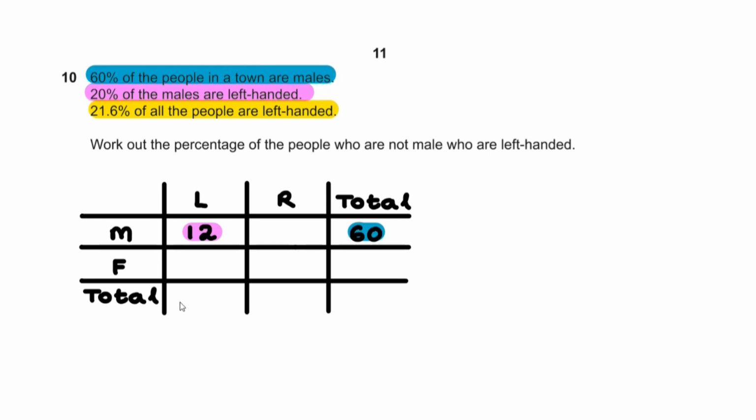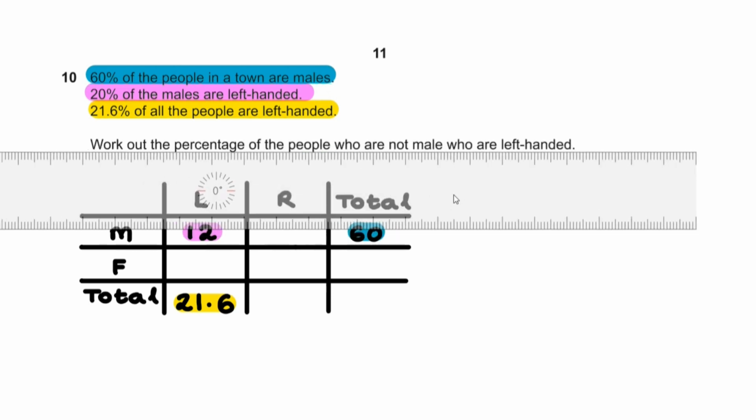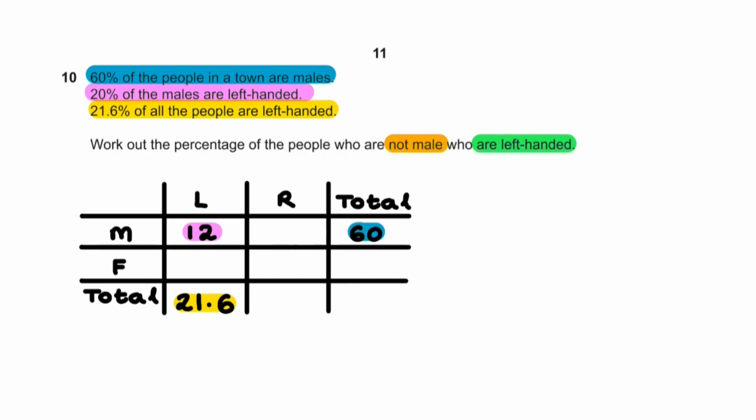So we have 21.6 for the total number of people who are left-handed. What we are required to do is find out those who are not male who are left-handed. So we know in total we would have 100%. So the total number of females will be 40.